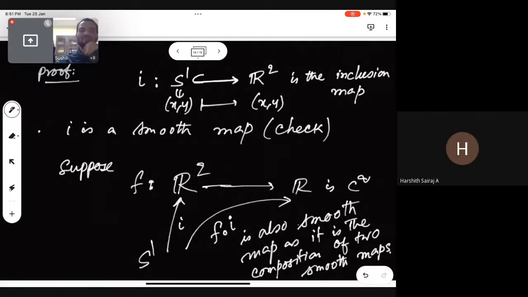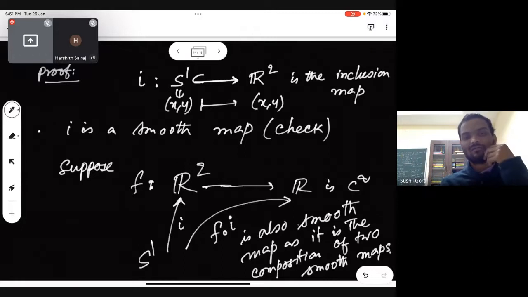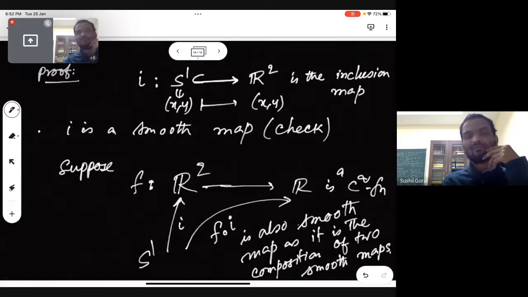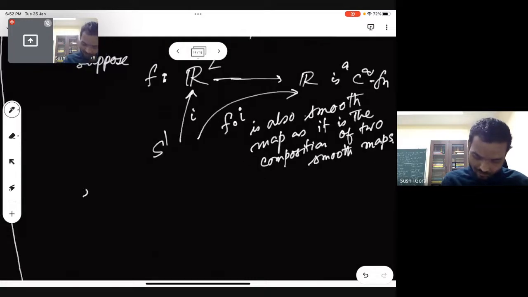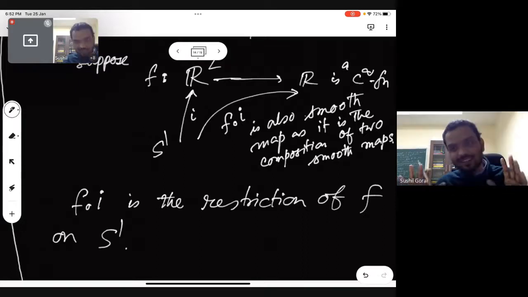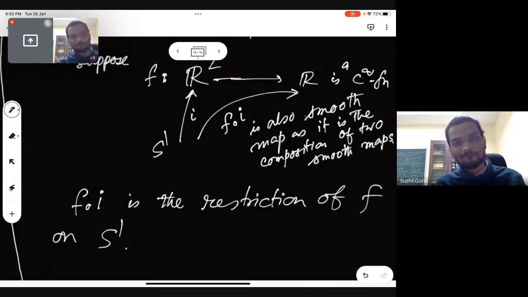Sir, what is f? f is any smooth function, a C infinity function. Okay, sir. Right, so f compose I is the restriction of f on S1, right? This is the restriction map, which is actually the composition of two smooth maps. Hence it is smooth.